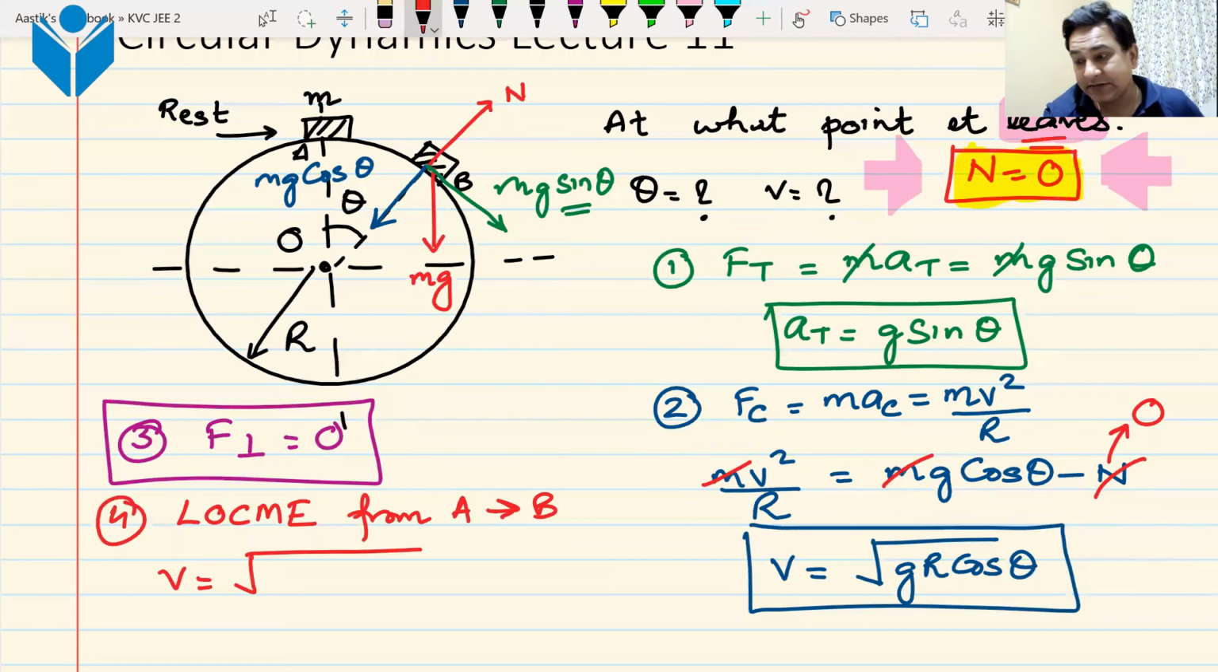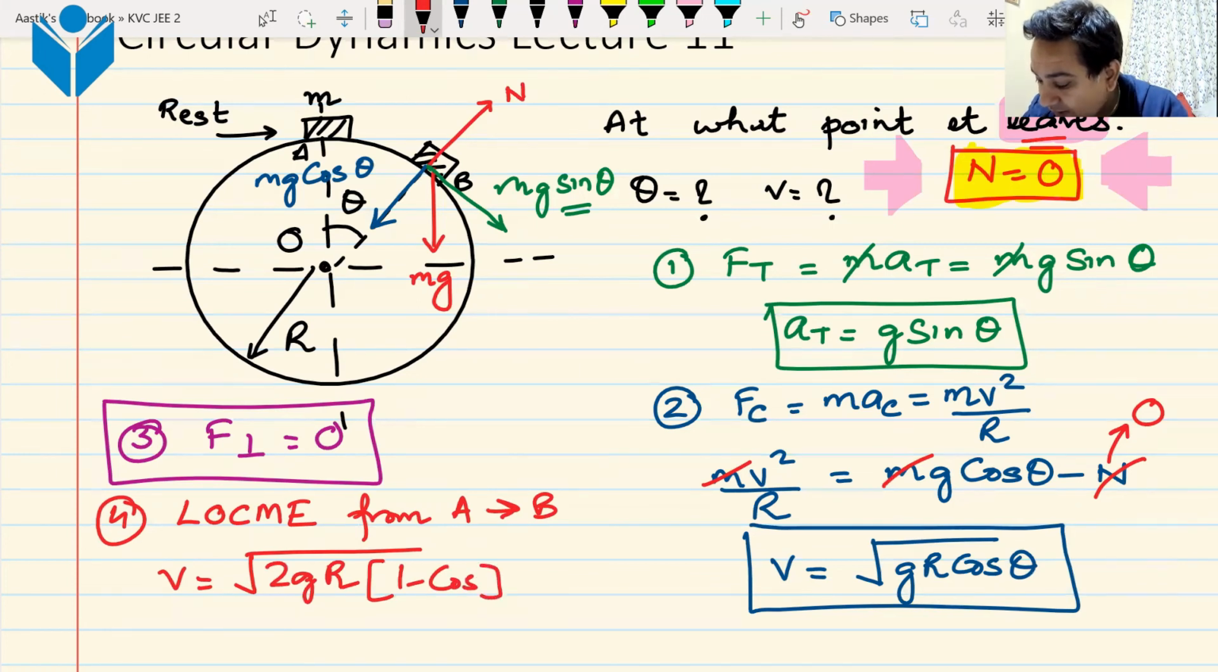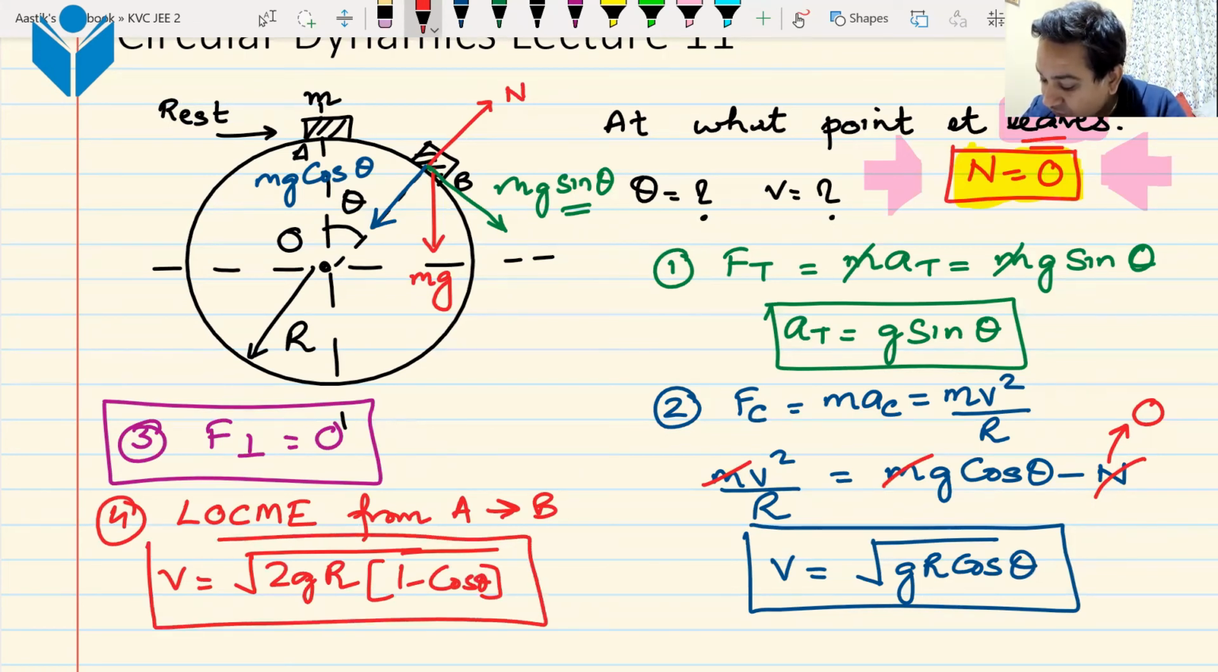Gone case. You will lose a lot of precious time, and the precious time once gone will never come back. So this v will be equal to root of 2gr into 1 minus cos theta. Yes or no? Do I have some raised hands there that yes sir, this should be equal to this? Nothing has changed. Yes or no? Sure.